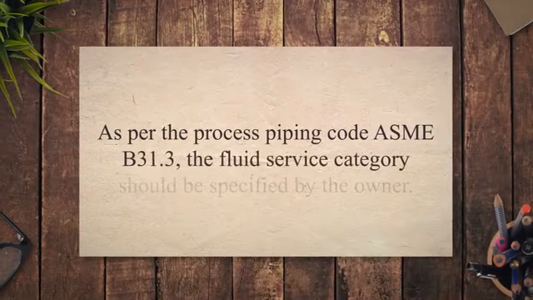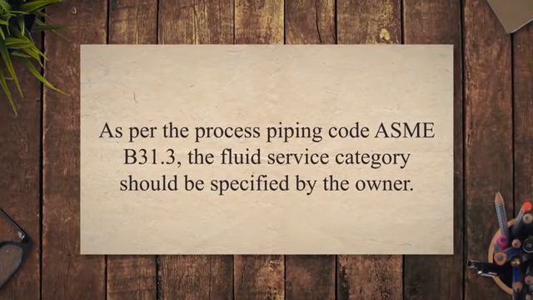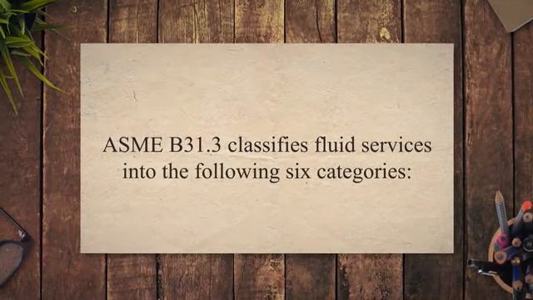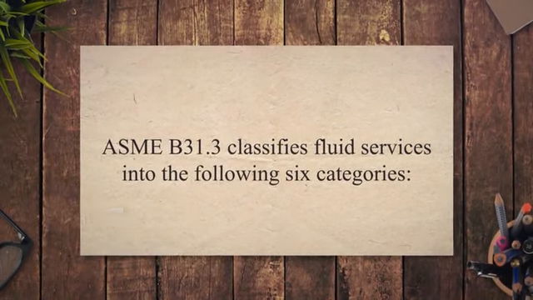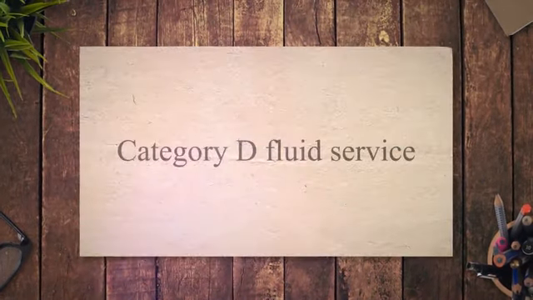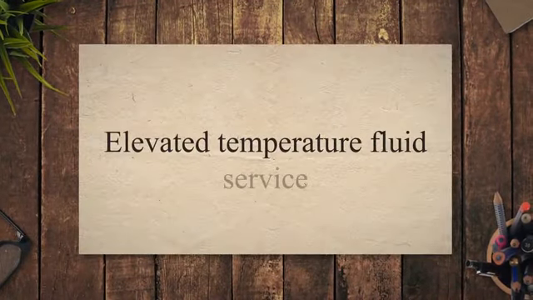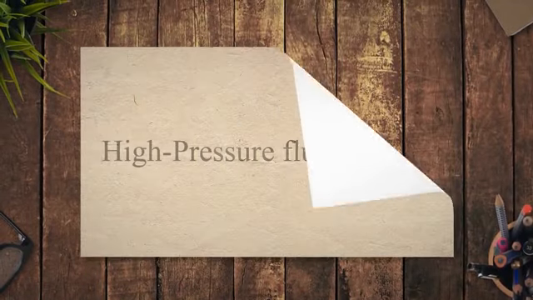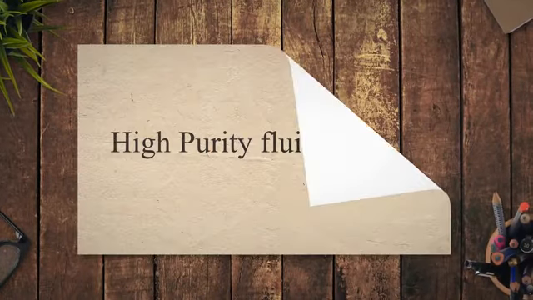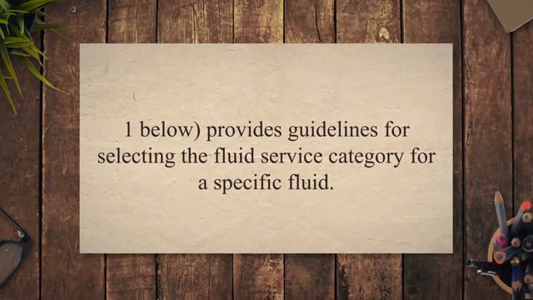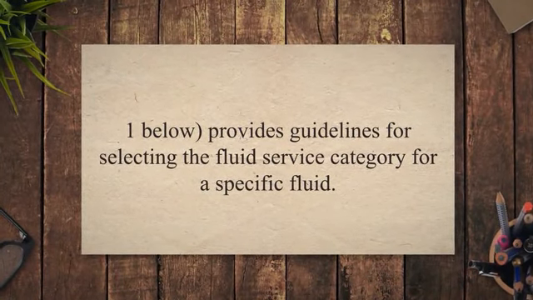As per the process piping code ASME B31.3, the fluid service category should be specified by the owner. ASME B31.3 classifies fluid services into the following 6 categories: Category D Fluid Service, Category M Fluid Service, Elevated Temperature Fluid Service, High Pressure Fluid Service, High Purity Fluid Service, and Normal Fluid Service. All the above fluid service categories are well defined in the ASME B31.3 code.